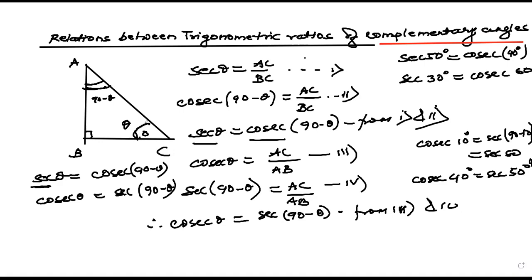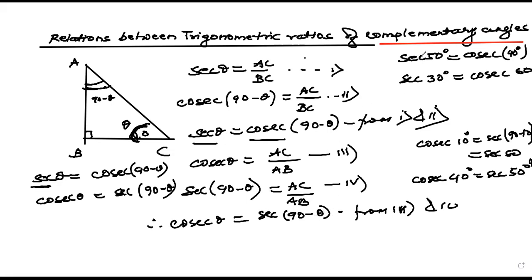In the same way, children, suppose I go for cosec theta, it is hypotenuse upon opposite side, so AC upon AB. Sec of 90 minus theta, hypotenuse upon adjacent side, AC upon AB. Same AC upon AB. So can I say cosec theta equals sec of 90 minus theta? Cosec, remove the co, it will change to sec. And in place of theta, 90 minus theta.